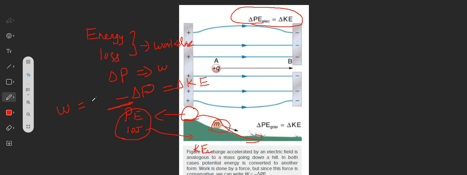Change in potential energy should be the final one minus the initial one. But here, the potential energy you finally have will be less, because it will be at the lower height. You will have a lesser height, so the potential energy at this point will be less, but at this point the potential energy will be high. So whenever we write work done as the final potential energy minus the initial potential energy, obviously you will have a negative sign there, right?